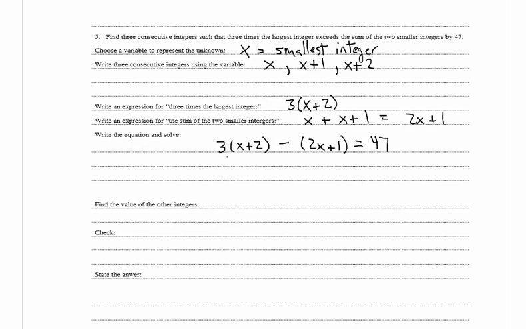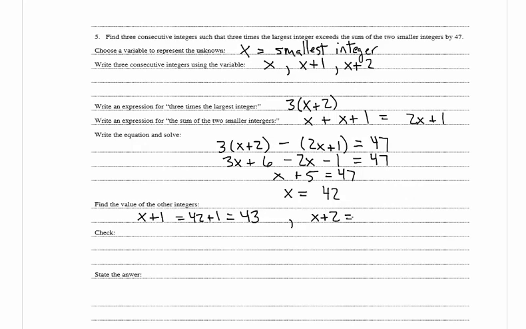Now I'm going to distribute my 3 through the parentheses, so I have 3x plus 6, and I'm going to distribute my negative sign, so I'm going to have minus 2x minus 1 is equal to 47. Now 3x minus 2x is x, and 6 minus 1 is 5, is equal to 47, and now we subtract 5 from both sides and we get x is equal to 42. And now it wants us to find the value of the other integers. So x is equal to 42 represents our smallest integer, and our second integer was represented by x plus 1, and that's equal to 42 plus 1, or 43. And our third integer was represented by x plus 2, which is equal to 42 plus 2, or 44.